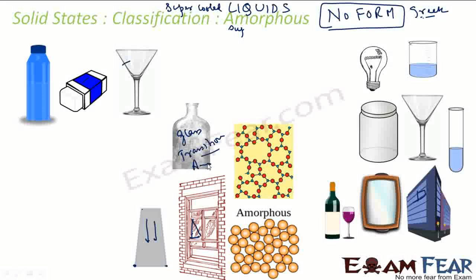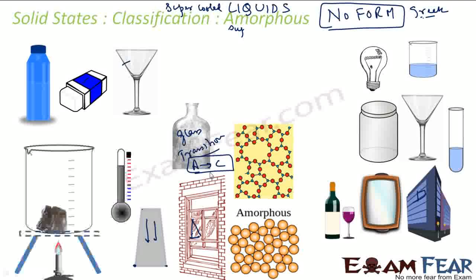from A to C, amorphous to crystalline, slowly. Correct. So as I have discussed, it softens over a range of temperature.